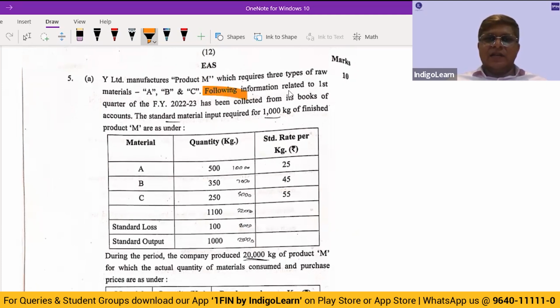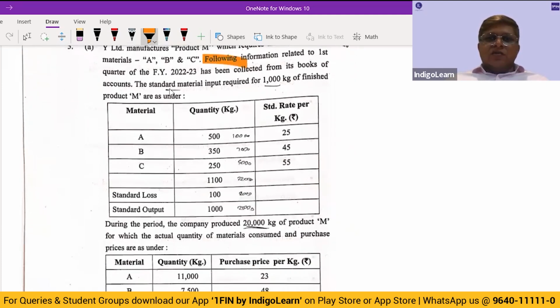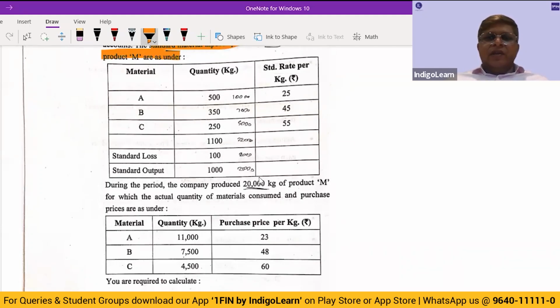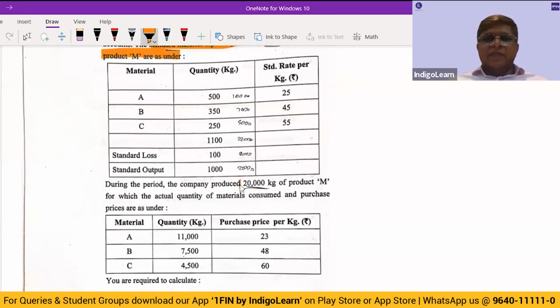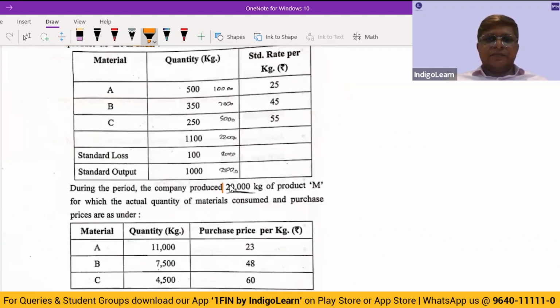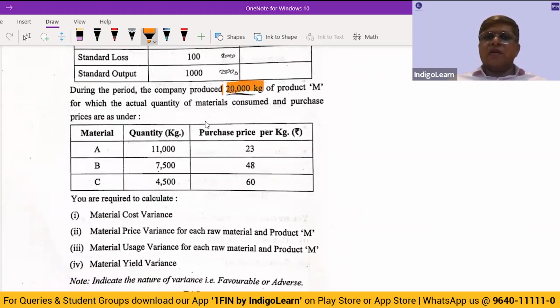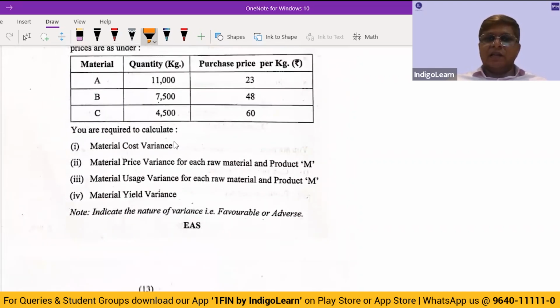Following information is given. So they have given us standard material input required for 1000 kg of finished product. And then they are saying during the period company produced 20,000 kgs of M, where the actual quantity consumed and the purchase price has been given. You are required to calculate material cost variance, material price variance, material usage variance, material yield variance.